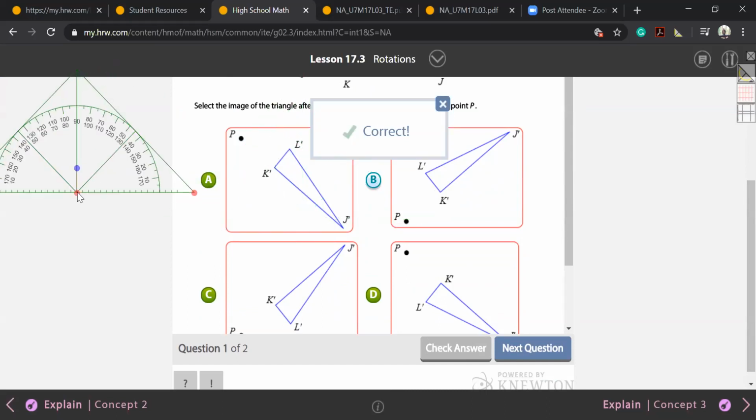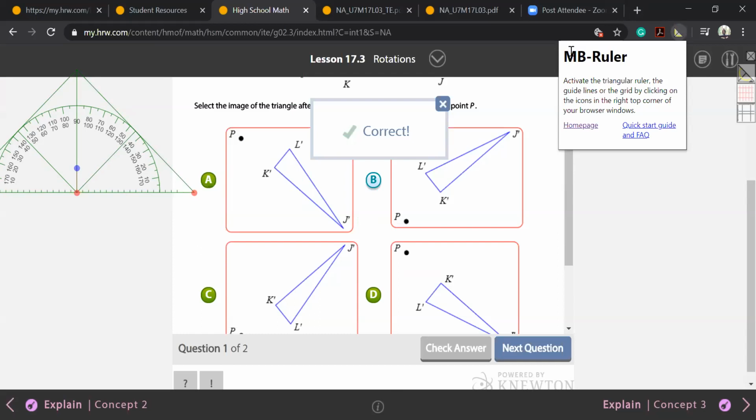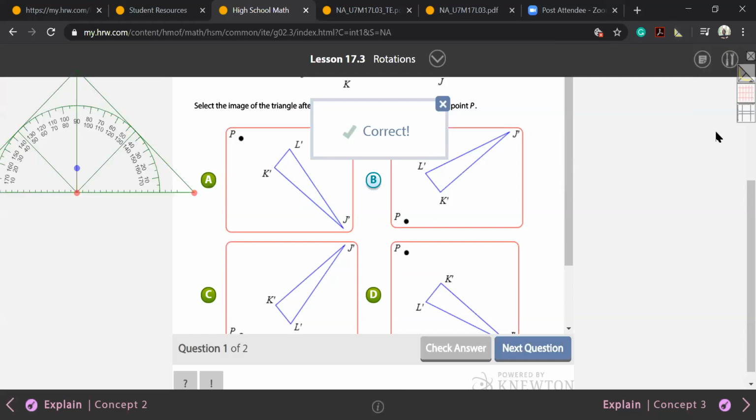This is how you can do the online thing. For the online protractor that I'm using, by the way, it's an extension. You can find it on Chrome. Just write MB Ruler on Chrome and download it. It will be an extension that will appear in here, and then you can open it and find it and use it.